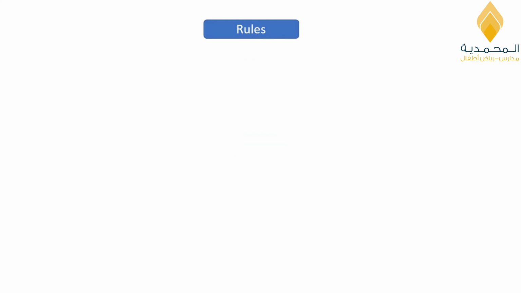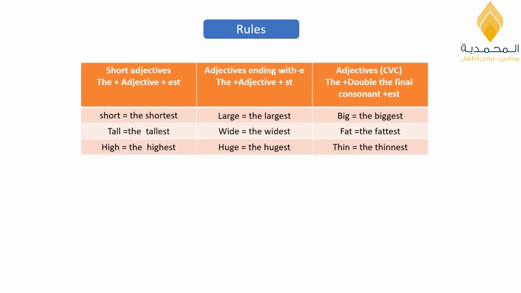Now, let's learn some rules about the superlative adjective. For short adjectives, we put the, then the adjective, then I add est. Short, the shortest. Tall, the tallest. High, the highest. For adjectives ending with e, we put the, then the adjective, then st. Large, the largest. Wide, the widest.